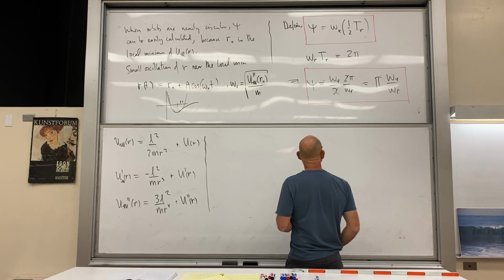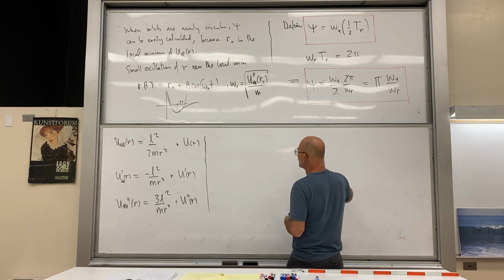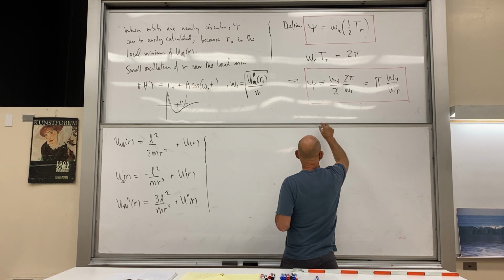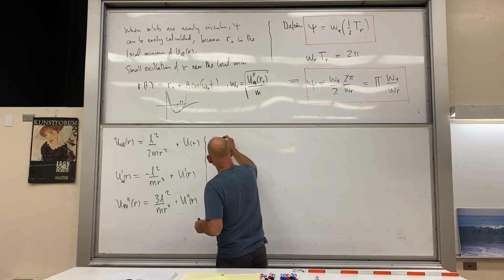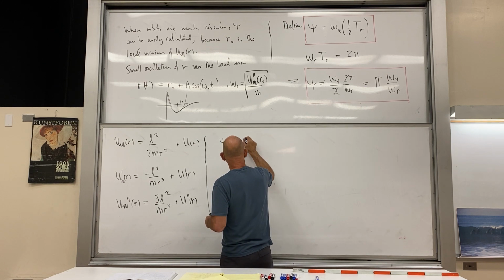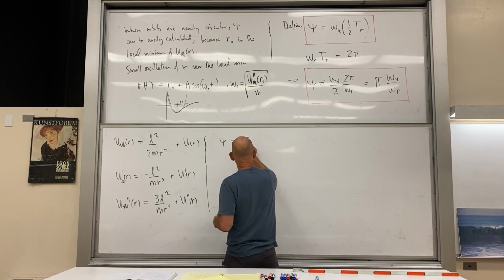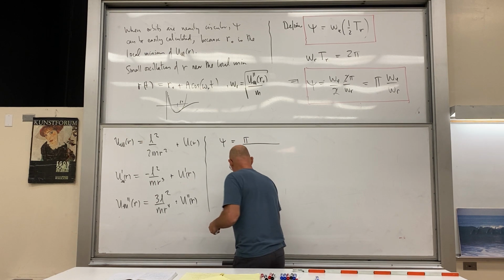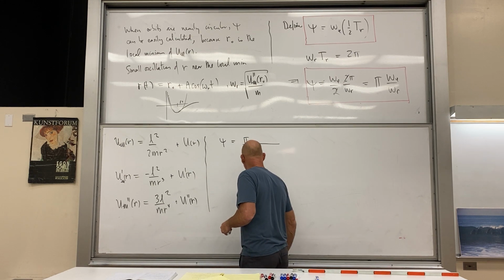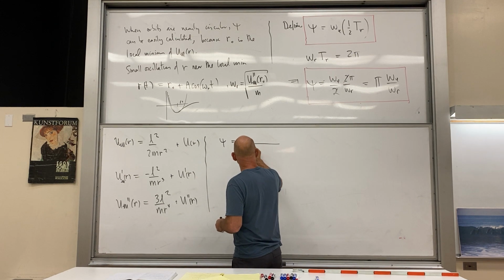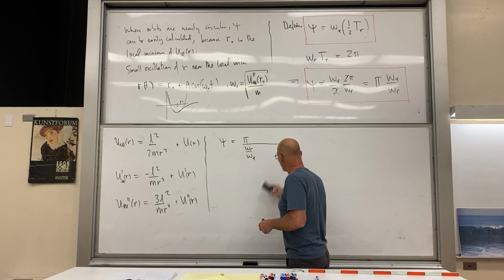Okay, next we have to look at what this expression for C means. We can rewrite it as follows. C is equal to pi over, not so fast, omega sub R divided by omega sub phi. That's going to be handy.